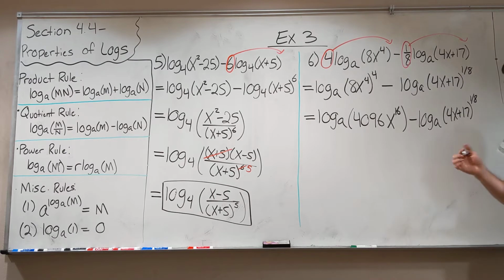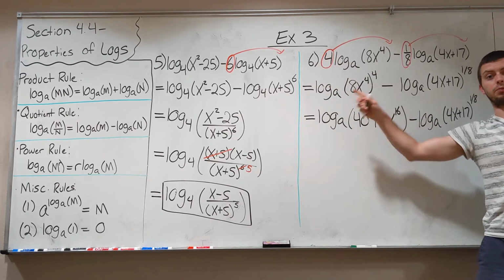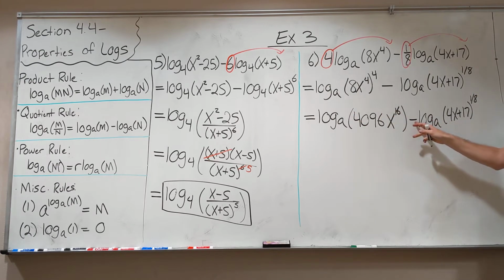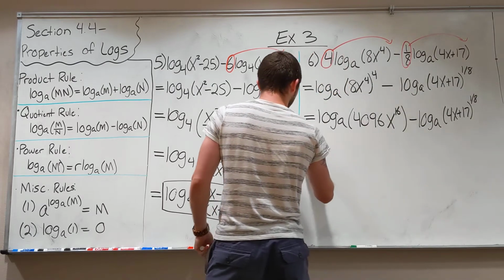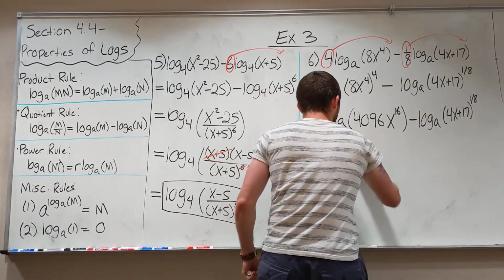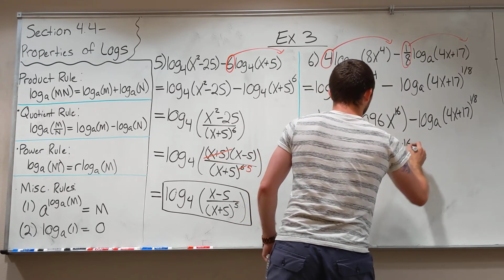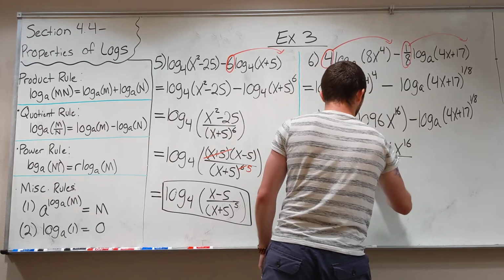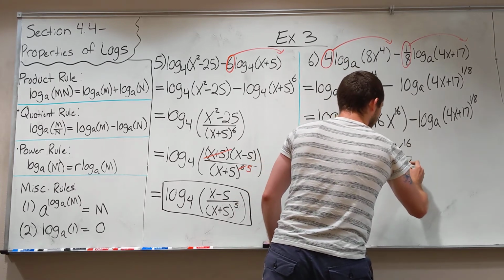Now that we have the logs cleared of any numbers in the front, we can go ahead and apply the quotient rule, because there's a subtraction or a minus sign here. So now all of this becomes a single logarithm. And we can go ahead and apply the fraction here.